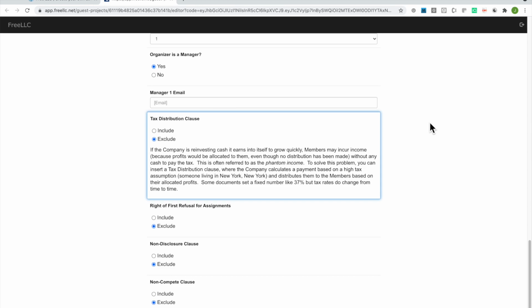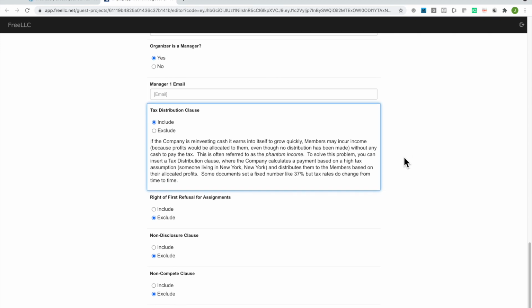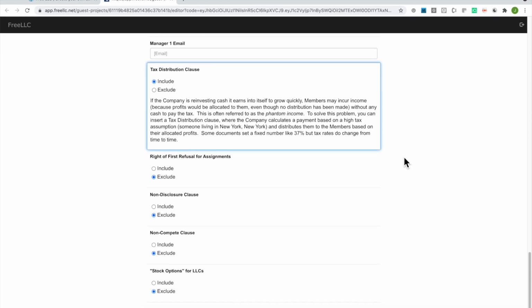And as to determining the amount, a lot of operating agreements, including this one, use a hypothetical person living in New York City. So this New York is not a typo. Instead of relying on some number like 37% or something like that, which could change over time depending on the political climate. If you enable this, it will show up in section 3.5 of the document.